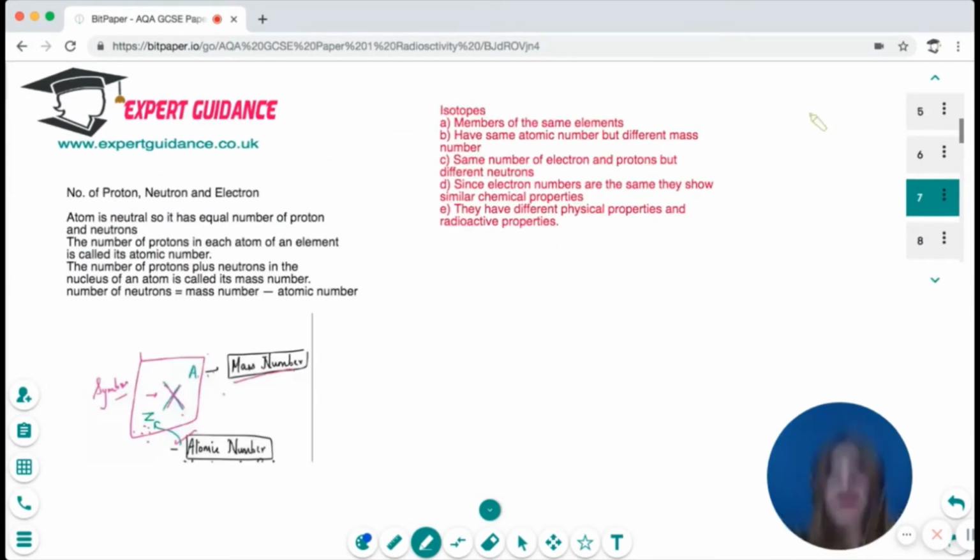Next, how do you work out the proton, neutron, and electron number? For every element you see in the periodic table, there's a symbol, and the number at the top is the mass number. The number at the bottom is the atomic number.